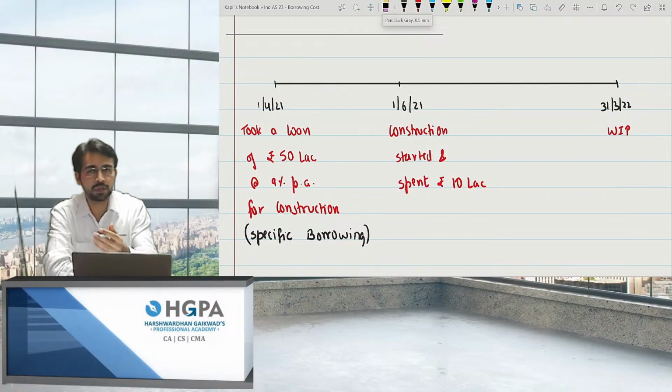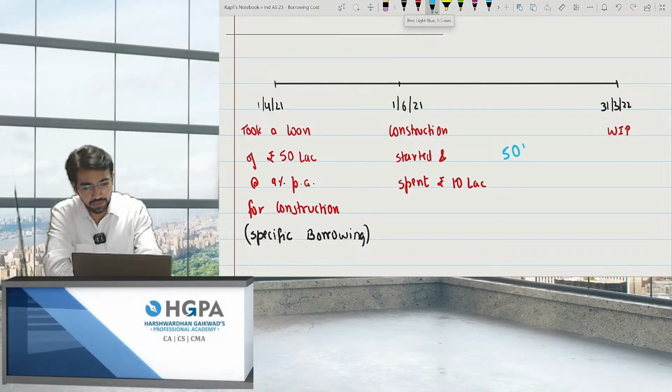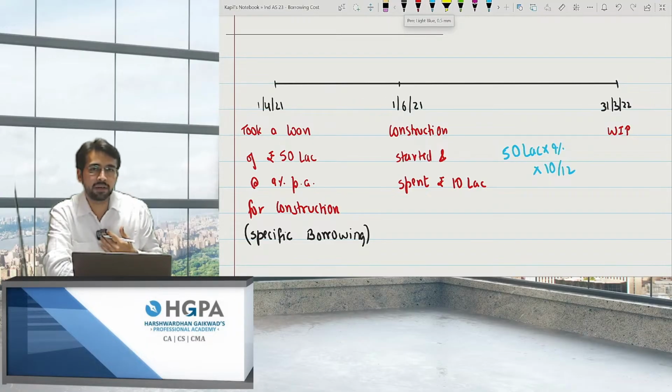Why not first date itself? Because there was no construction. So I need to start capitalizing from this date. That is from 1/6. That is, I'll spend 50 lakh entirely into 9%, but for 10 months only. Because first 2 months there was no construction. Obviously, I need to pay interest. I will pay interest, but that period will be expensed out. That is transferred to P&L.